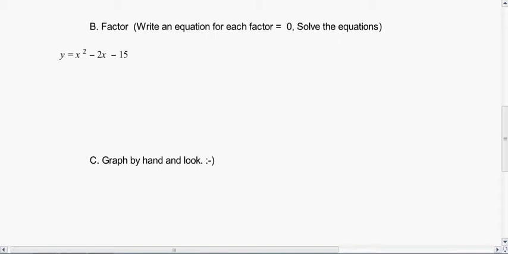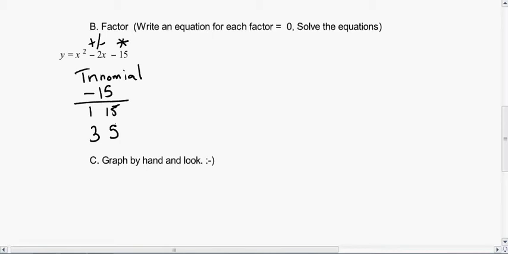To factor, I want to rewrite the x squared side of the equation in terms of its factors. This is a trinomial. So when I'm factoring a trinomial, I'm looking for numbers that will multiply to give me negative 15, and then add or subtract to give me the value of the coefficient of the linear term, negative 2. So let's list out numbers that are factors of 15. 1 and 15, 3 and 5, and I think that's it.